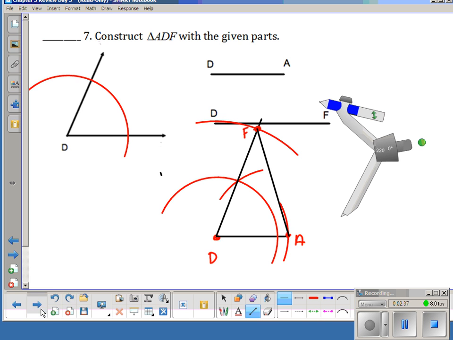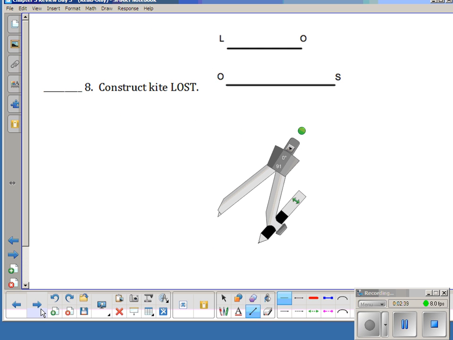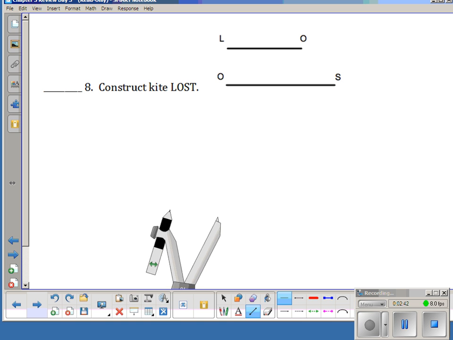Okay. All right, the next one is a kite, and I believe we've done this in class a couple times. So this one's actually not as bad as it sounds. So what I always want you to think is that in the end, a kite has 2 adjacent sides that are congruent and then another set. So we know that LO is going to need to be 2 sides. So this is one LO, and this is actually the other one.